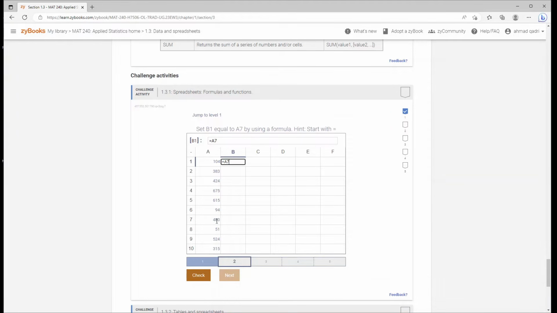So the value is 480. So if I hit this, I get 480. That's exactly what I expected. And if I hit check, that is the correct response.